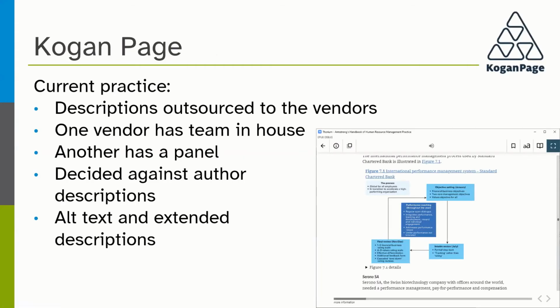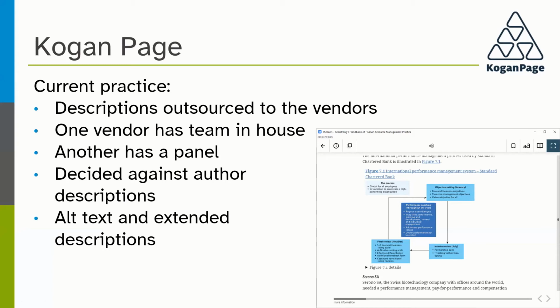First of all, from Cogan Page, Martin Klopstock, who's the Director of Operations there, says that the creation of image descriptions is part of their default workflow, and it's handled actually by the vendors. So one vendor has their own image description team, and the other one uses freelancers with different subject matter expertise. The vendors handle the outsourcing at agreed rates, and at Cogan Page, they had discussed whether to involve authors, but they felt that this had a few disadvantages.